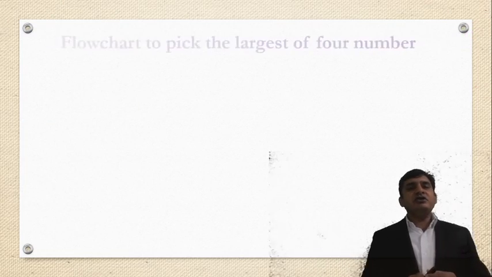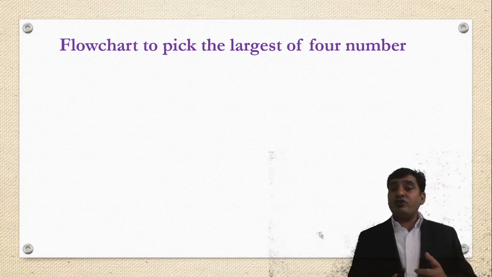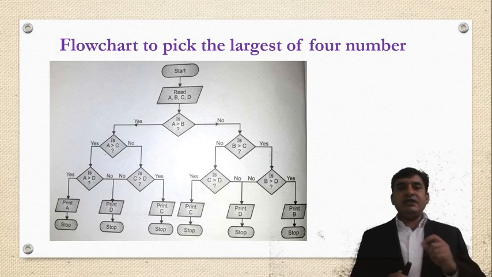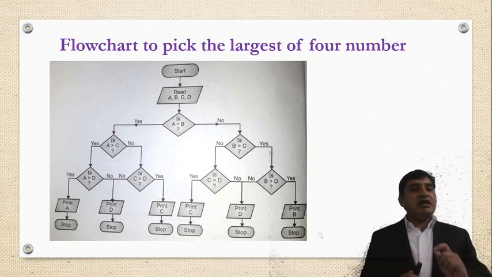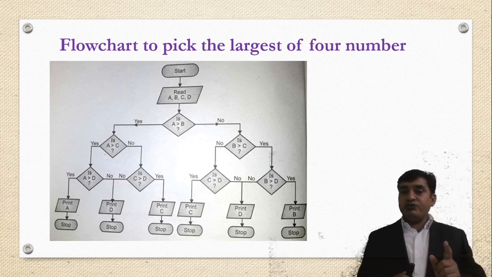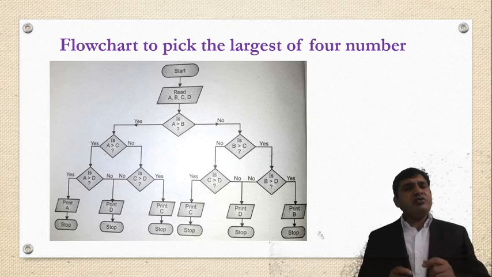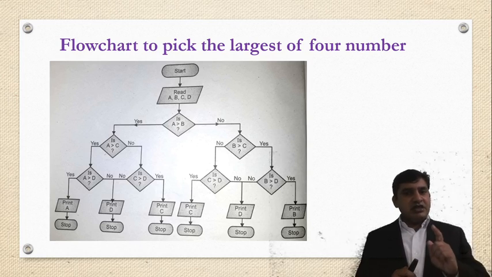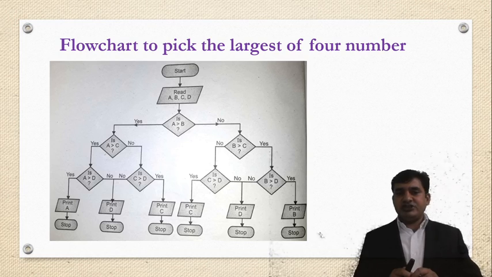Next flowchart. Flowchart to pick the largest of four numbers. Read the numbers, that is A, B, C, D. First is a start, then read the numbers A, B, C, D. This is input, so it is represented in parallelogram. Now we have to take the decision. Okay, is A greater than B? If yes, check second condition.